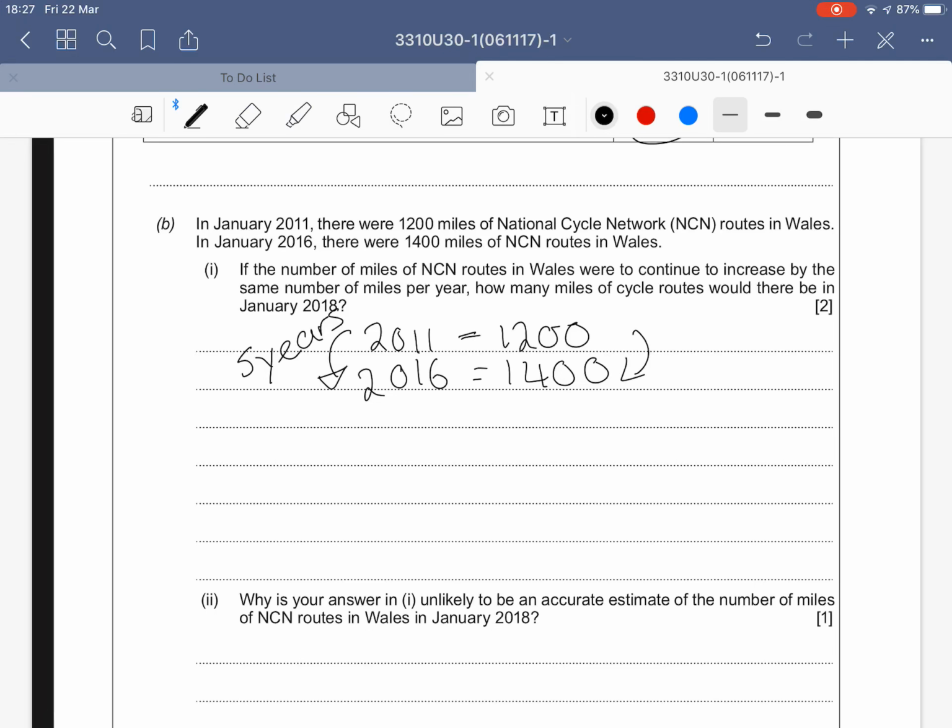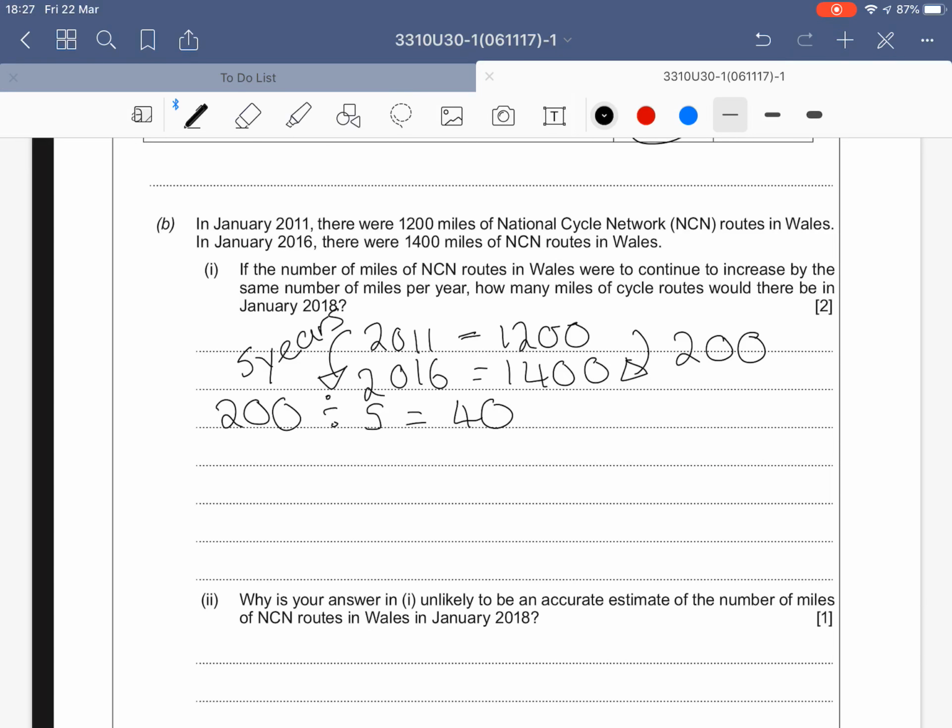And that has increased by 200 miles. So each year goes up by the same amount. So to find out how much it goes up each year, we can do 200, not 2,000, divided by the 5 to see how much it increases each year. So that's an increase of 40. How many 5s go into 20? Add a 0. So each year is going up by 40.